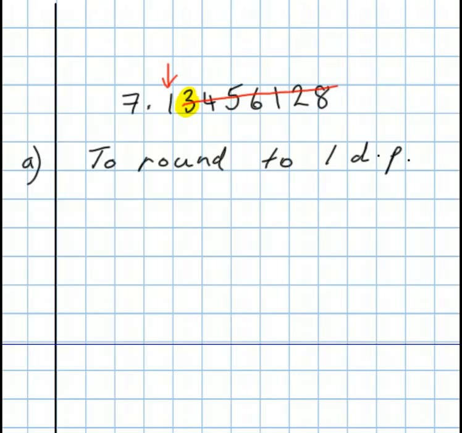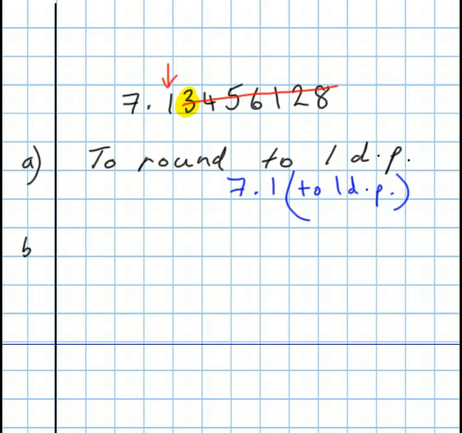This was a 3. Now the rule is this: if the first figure you cross out is a 4, a 3, a 2, a 1 or a 0, that is 4 or below, then the last figure you keep does not change. So this becomes 7.1 to 1 dp. And we generally write the degree of approximation, rounding, here in brackets.